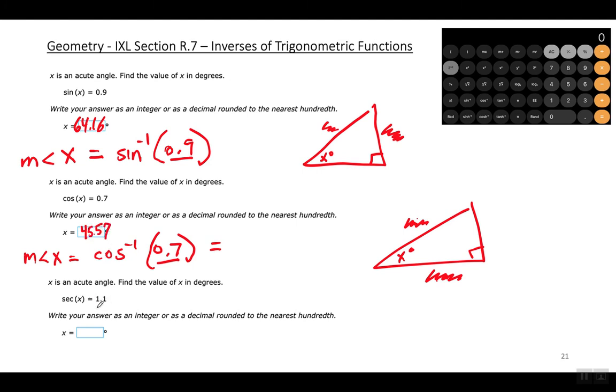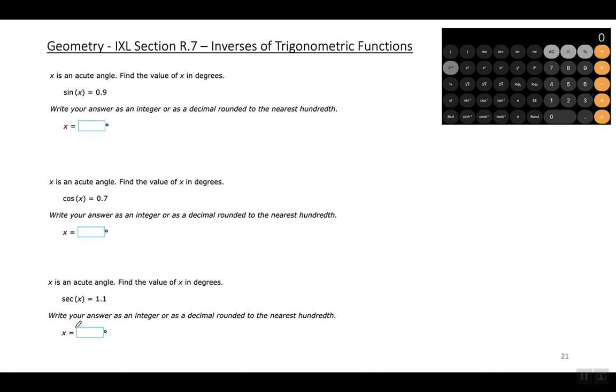All right, now let's look down here. I got secant. Same thing we did before. Secant is the reciprocal of cosine. So to find the measure of angle x, I got to do this. Let me try to explain this one the best I can. Let's say you have this right triangle, and let's say this angle is x degrees. I want to figure out how much this angle is.